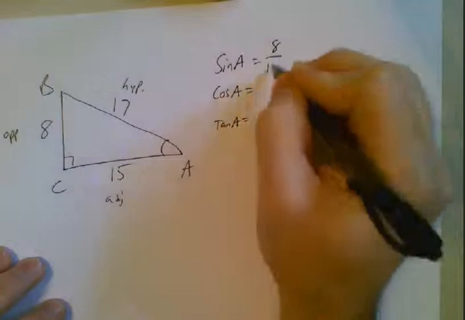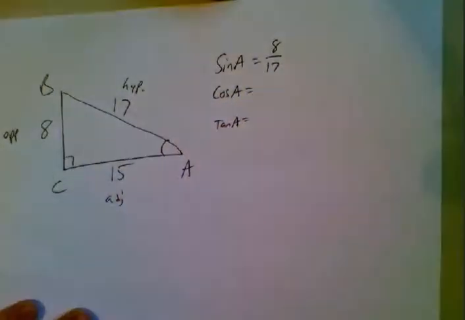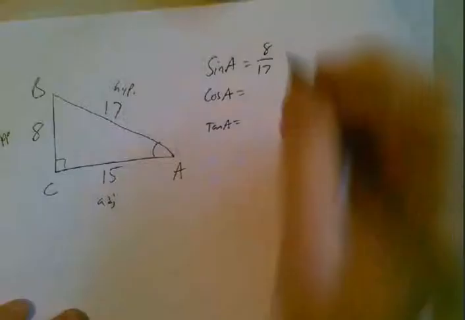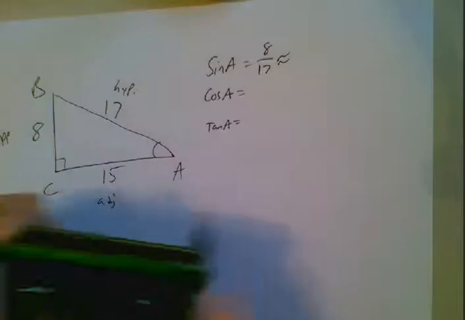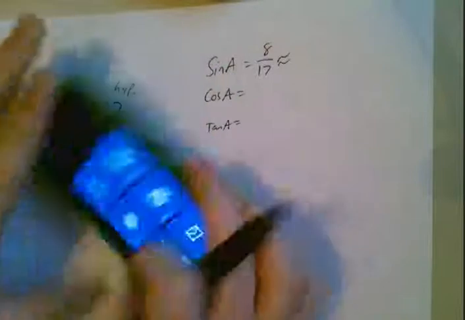Hypotenuse is 17, and that's pretty much most of the credit for that problem. Sometimes it'll say to find an approximate answer and round to 4 decimal places. All right, no big deal. Just put that in the calculator. And let's see.